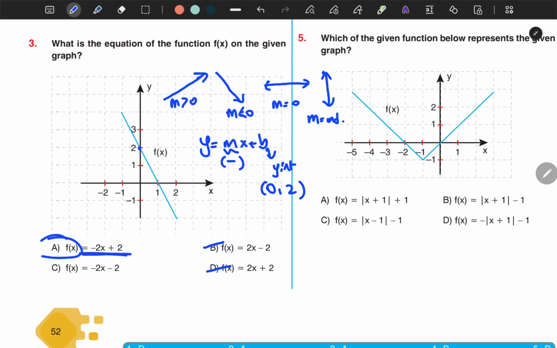Another way you can use is the substitution way. What's the name of this point? X is 1, y is 0. Let me replace x with 1. I must get 0. Let me replace: negative 2 times 1 plus 2. So negative 2 plus positive 2 is equal to what? 0, isn't it? Did I get the 0? Yes, it means that it satisfies the function.